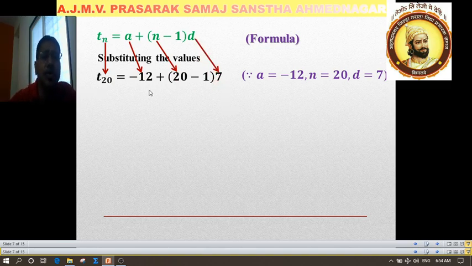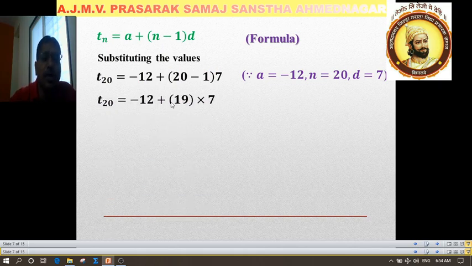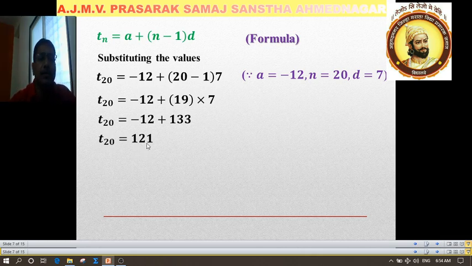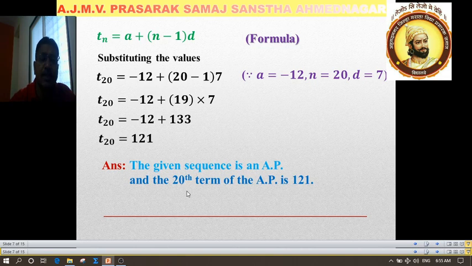So we get T20 is equal to -12 plus, in brackets, 20 minus 1, into 7. So T20 is equal to -12 plus 19 into 7. 19 into 7 is 133. So T20 is equal to -12 plus 133. So T20 is equal to 121. It means that the given sequence is an arithmetic progression, and its 20th term is 121.